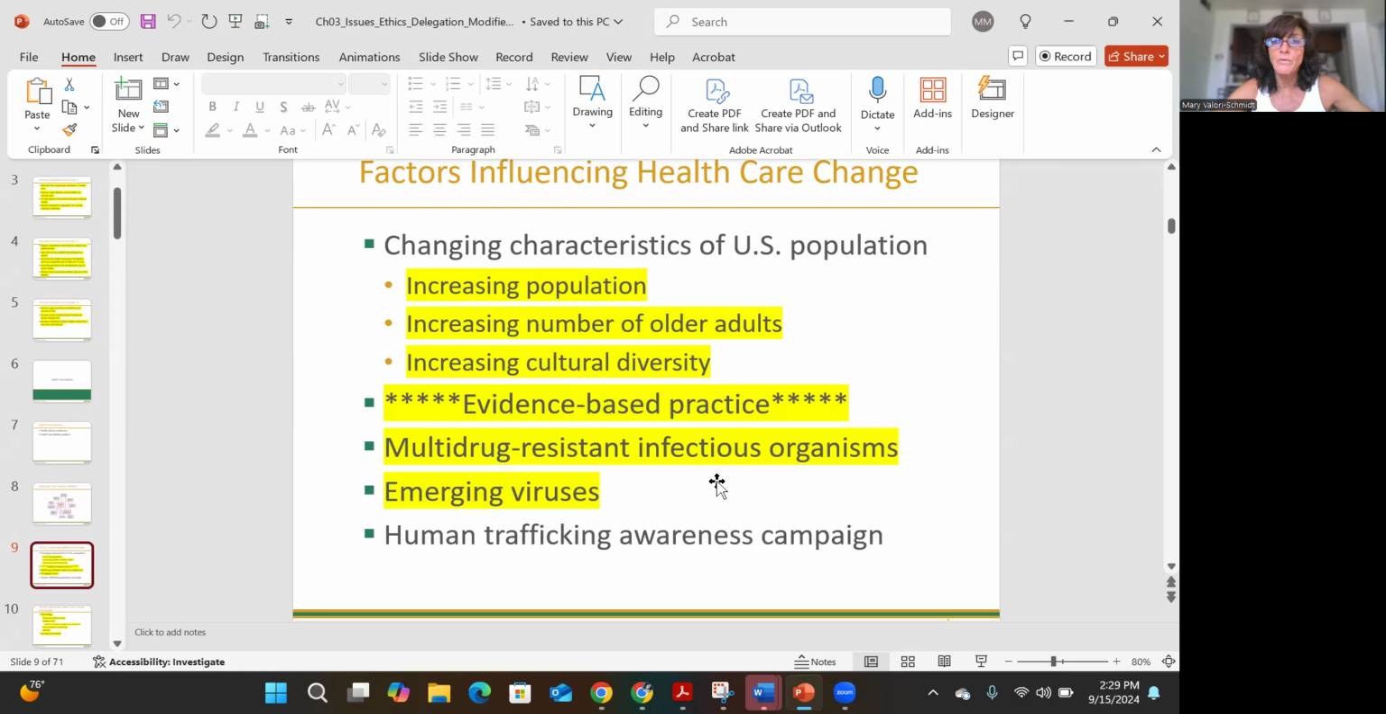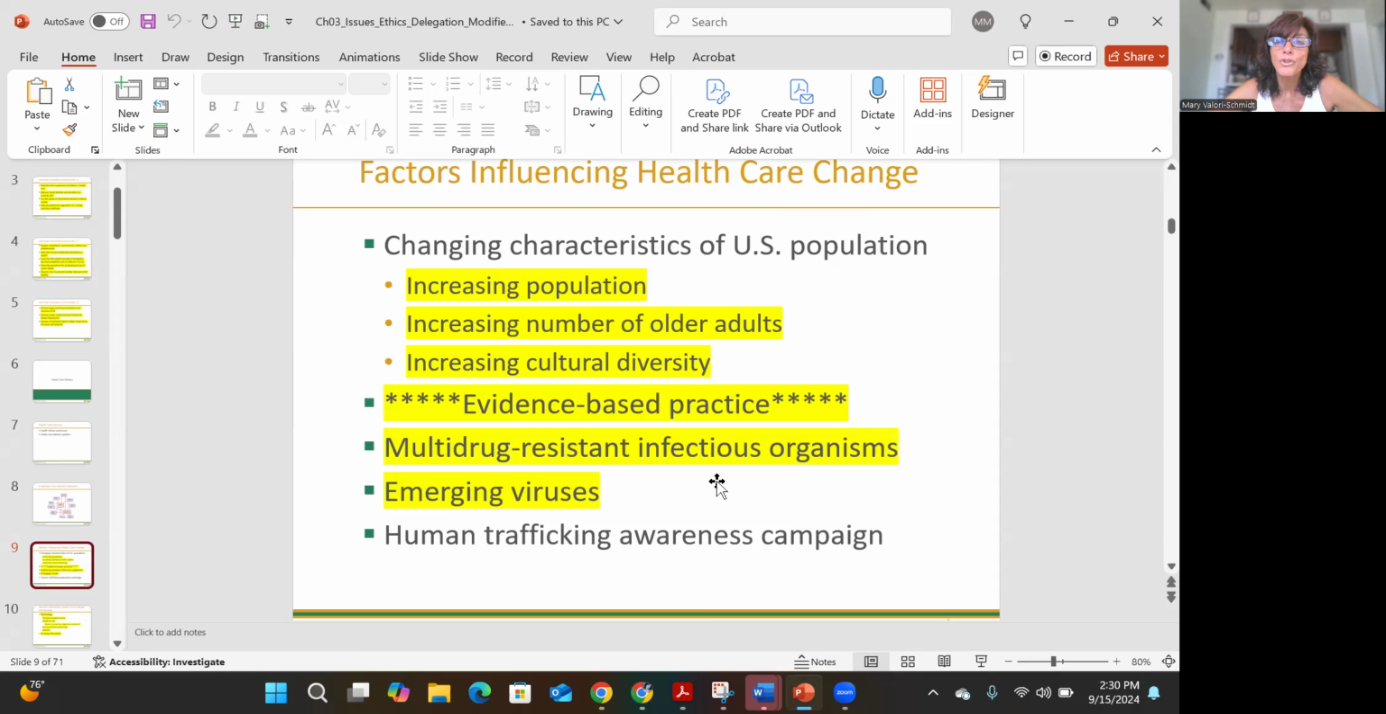So what are the factors that are influencing this healthcare change? The healthcare as we know it in this country is a little bit broken, in case you haven't noticed. And there are lots of contributing factors to it. The increasing population. There are a lot of people in this country. The increasing number of older adults. We are keeping people alive longer. 50, 60 years ago, people were dead by the time they were my age. Right? Okay. Now people are living to be in their 80s, their 90s, 100s, right?